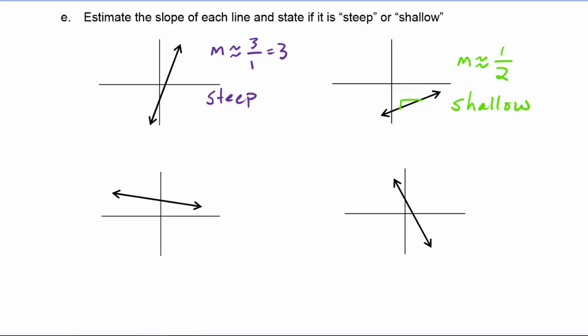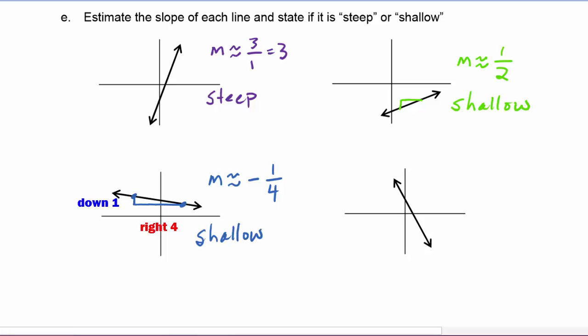When we look at this line over here, pick any point on the line, and then go down and over to land on the line again, and it appears that we have to go down by about 1 and over to the right by maybe 4 or 5. So we would say that this slope is approximately negative 1/4, and that is a shallow slope. But notice that it's negative because the line is decreasing as I go from left to right.